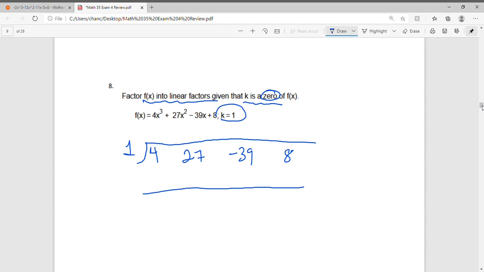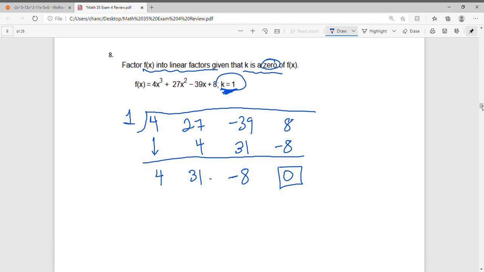When we use synthetic division, again, our remainder must be 0 because we're given that this is a 0. We'll drop down the 4. 1 times 4 is 4. 27 plus 4 is 31. 1 times 31 is 31. Negative 39 plus 31 is negative 8. 1 times negative 8 is negative 8, and we do get a remainder of 0. That's what we expect.